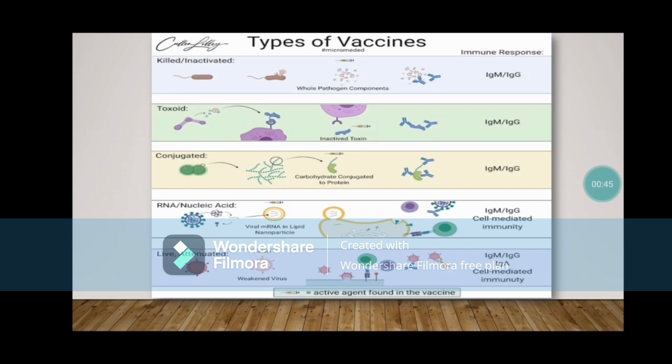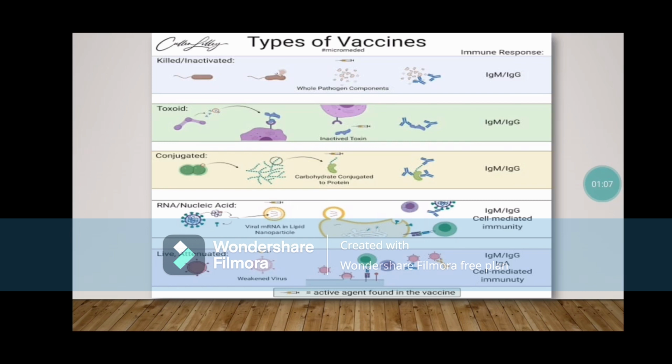First of all, there is the killed or inactivated vaccine. They use the killed variant of the germ that causes disease and give immunoglobulin M or immunoglobulin G antibodies against it. The second one is toxoid. It gets our bodies to produce antibodies to attack the real toxin. It also gives an IgM or IgG immune response.